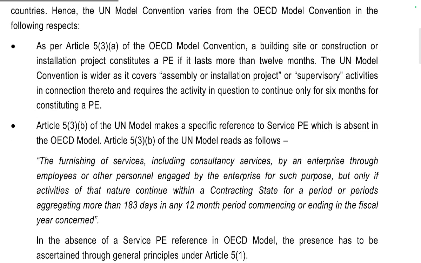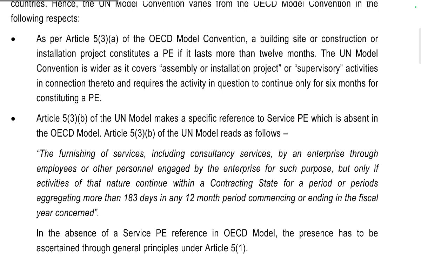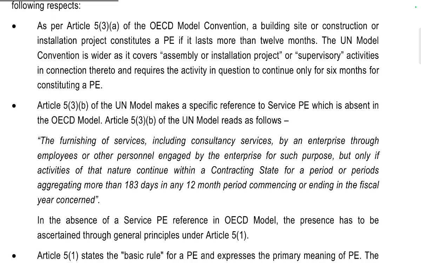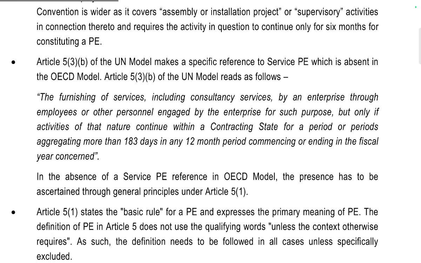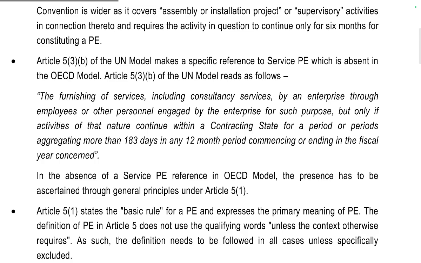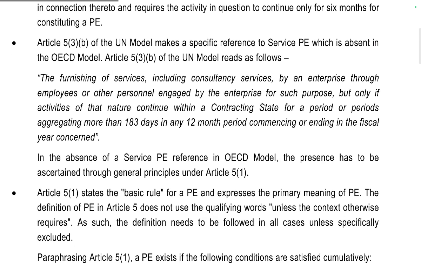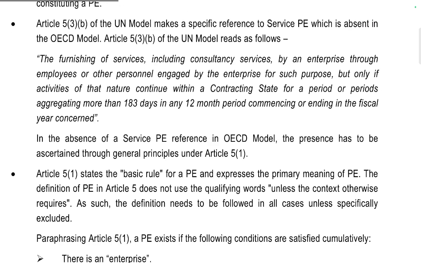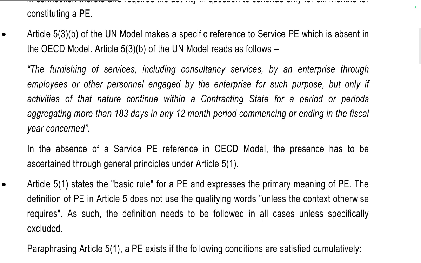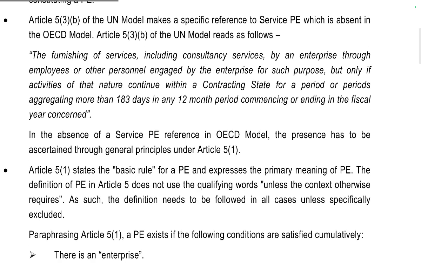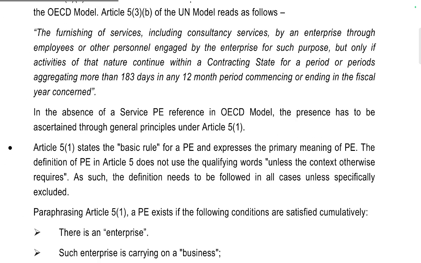The UN Model Convention is wider and covers assembly or installation projects or supervisory activities in connection therewith, requiring the activities in question to continue for only 6 months for the creation of a permanent establishment. Article 5.3(b) of the UN model makes a specific reference to a service PE, which is absent in the OECD model. Article 5.3(b) of the UN model reads as follows: the furnishing of services, including consultancy services, by an enterprise through employees or other personnel engaged by the enterprise for such a purpose, but only where activities of that nature continue within the contracting state for a period or periods aggregating more than 183 days within any 12-month period commencing or ending in the relevant financial year.